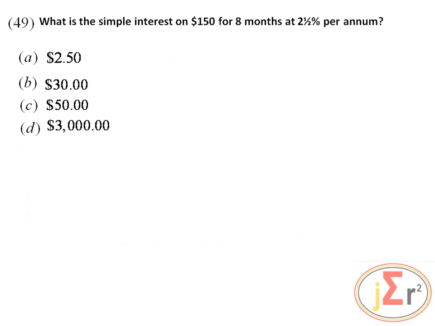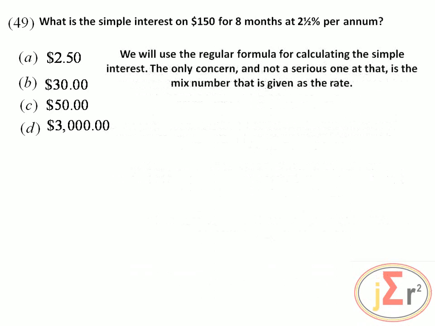What is the simple interest on $150 for 8 months at 2.5% per annum? We will use the regular formula for calculating the simple interest. The only concern, and not a serious one at that, is the mixed number that is given as the rate.